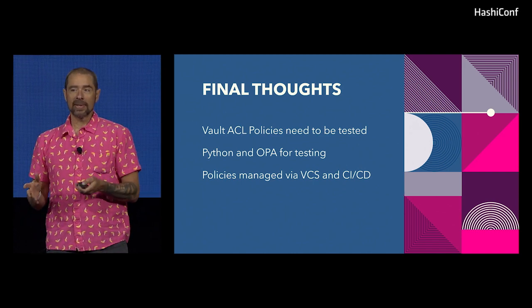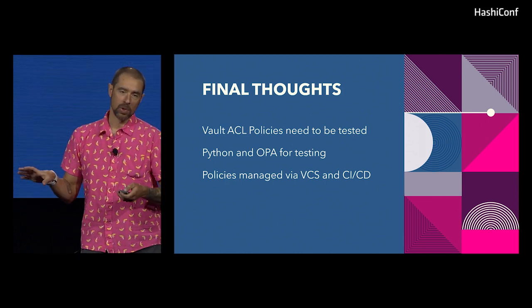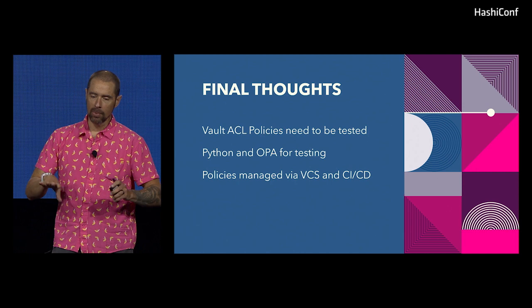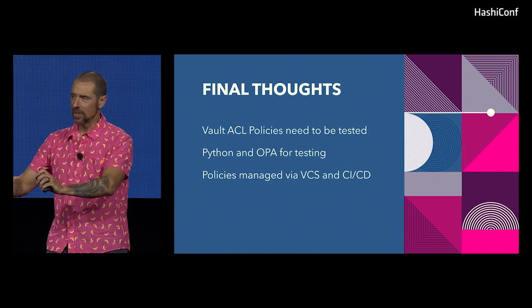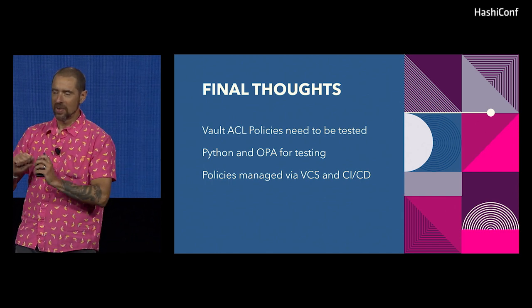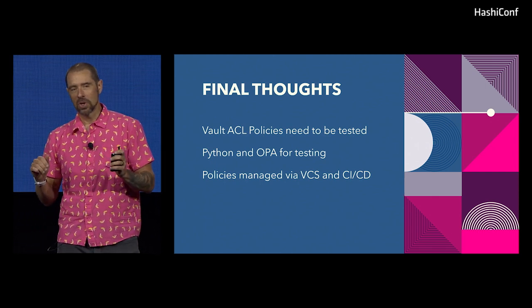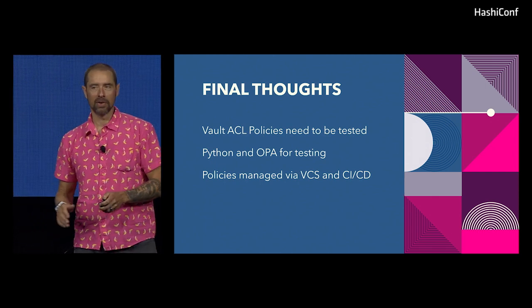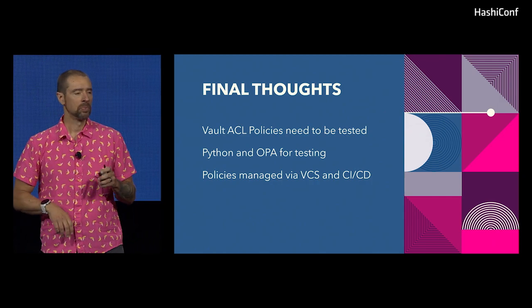And lastly, your policies really should be managed with version control and deployed through some sort of automation pipeline. The problem with Vault, when it comes to policies, is it has no history of previous versions of the policy. So when you overwrite a policy, the old policy is just gone into the wind. So you probably want to manage the versioning of your policy in some way. Version control seems like a pretty good way to do that.